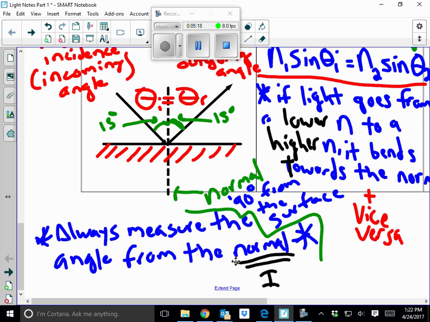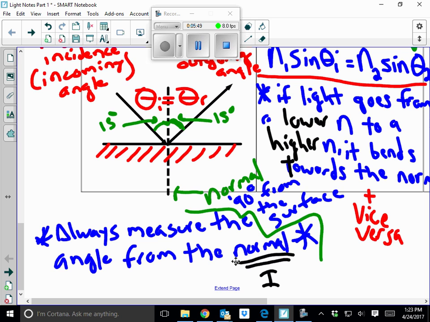So always measure that with respect to the normal, and also the outgoing angle. The outgoing angle is always measured with respect to the normal. So if you notice here, I said the incoming angle is 15, and it's bouncing off a mirrored surface. So the outgoing angle, or the reflected ray, is also 15 degrees. And so my angle of incidence equals my angle of reflection, and it's always measured relative to the normal, and you've got to remember the normal is 90 degrees from the surface.